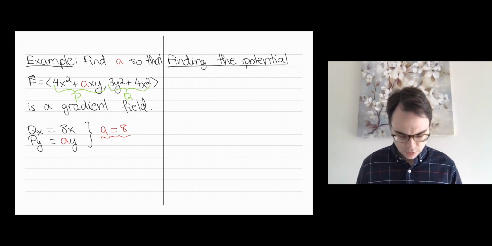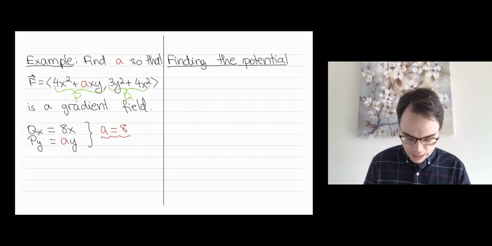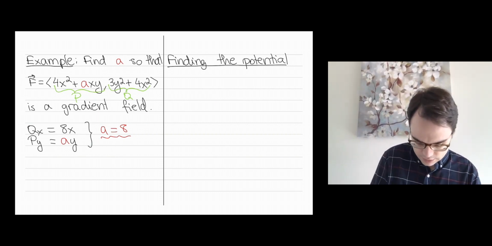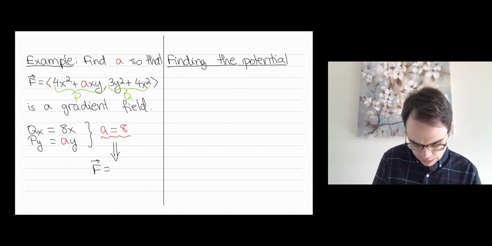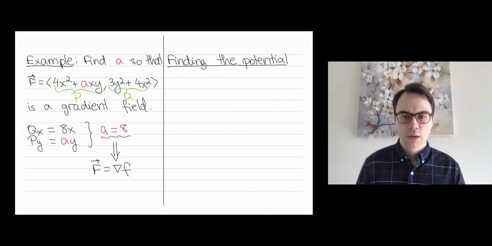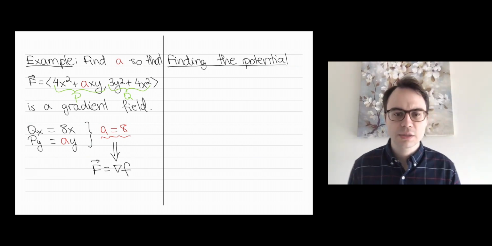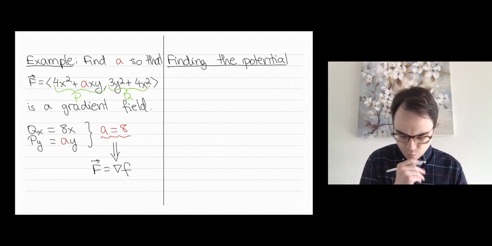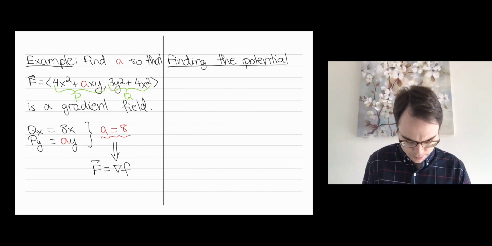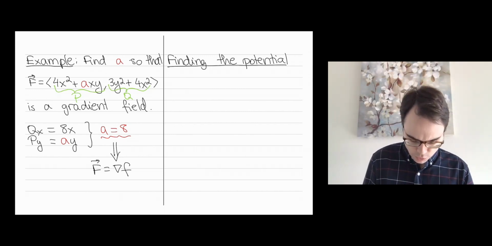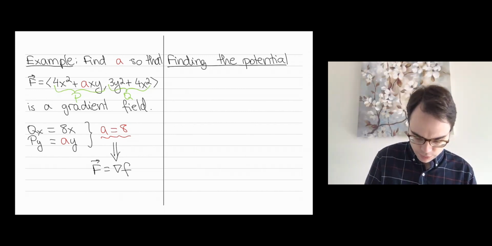Right, so from now on, a is equal to 8, and this tells me that the vector field f is the gradient of some function. Right, let's find that function. So this equation has two components, right?